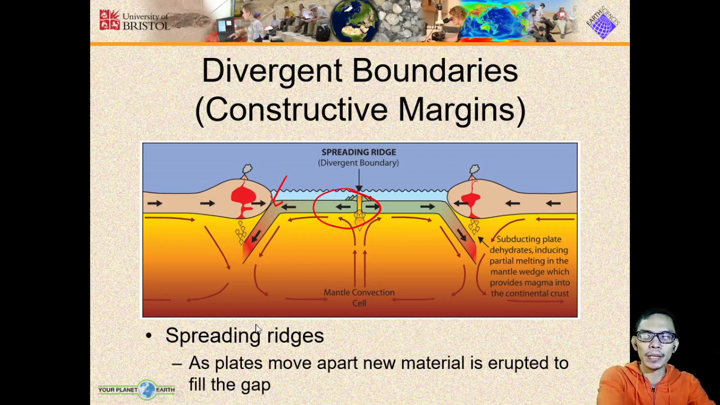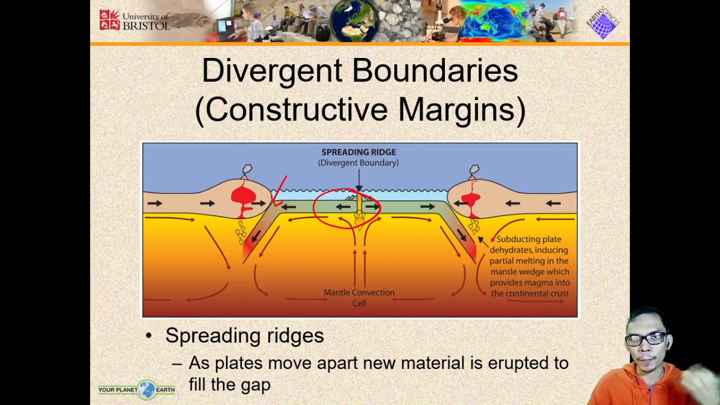So as the plates move apart, new material is being erupted to fill the gap at the middle. As it fills the gap at the middle, it pushes away the plate towards the side. So that is the divergent boundary or the constructive margin. Now, most of the divergent boundaries are seen underwater.